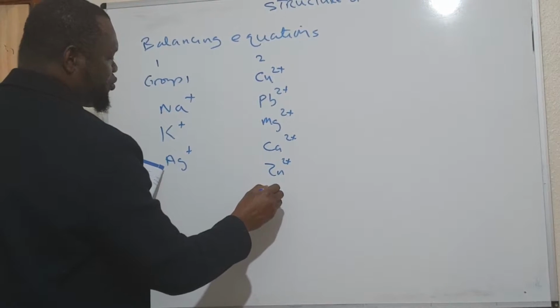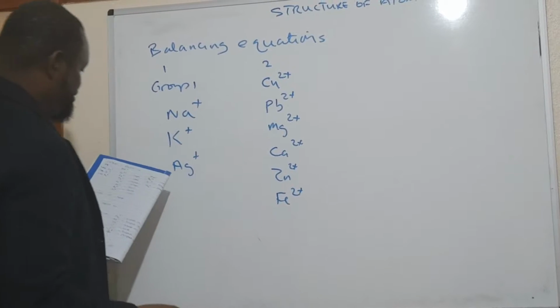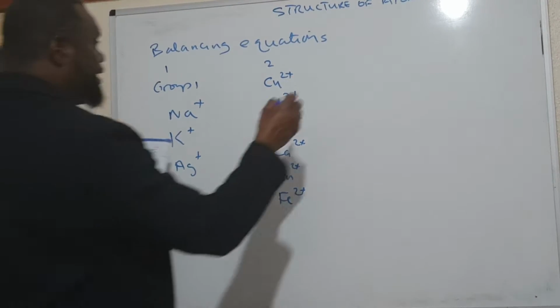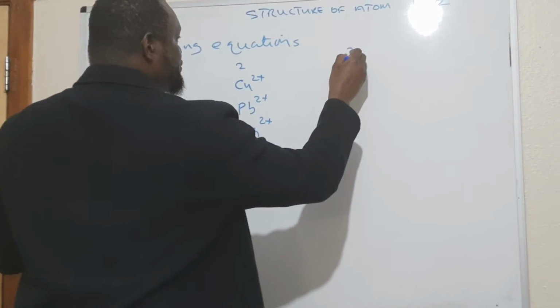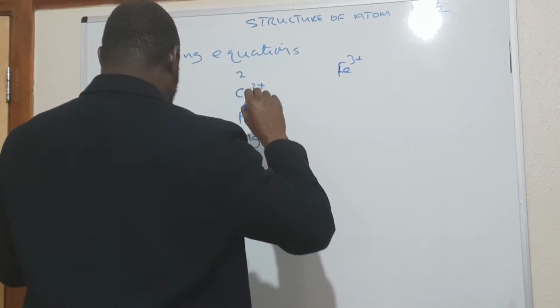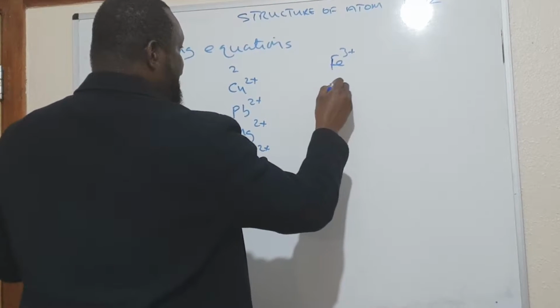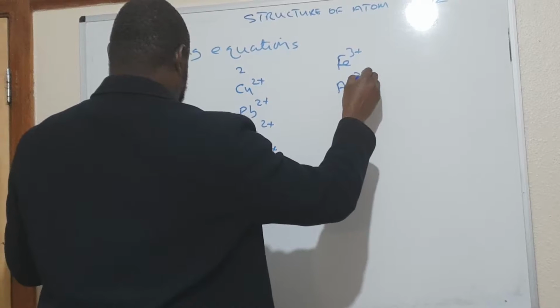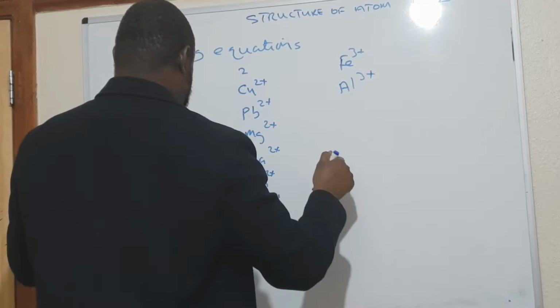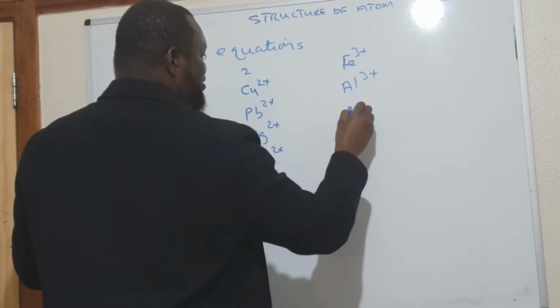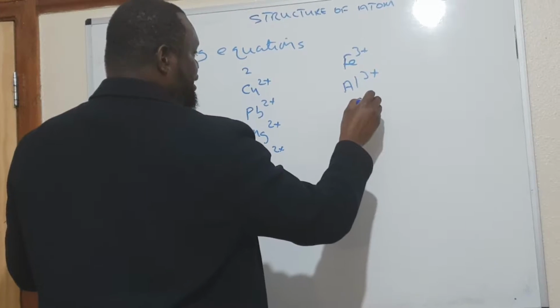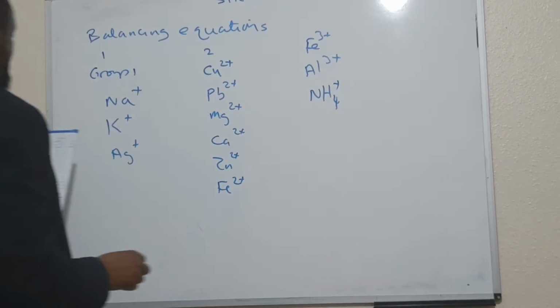And there's iron 2 plus, yes? And group 3, iron 3 plus. There are 2 types, iron 2 plus and iron 3 plus. And aluminium 3 plus is Al, not capital L, okay? And then ammonium, okay, is plus, yeah?